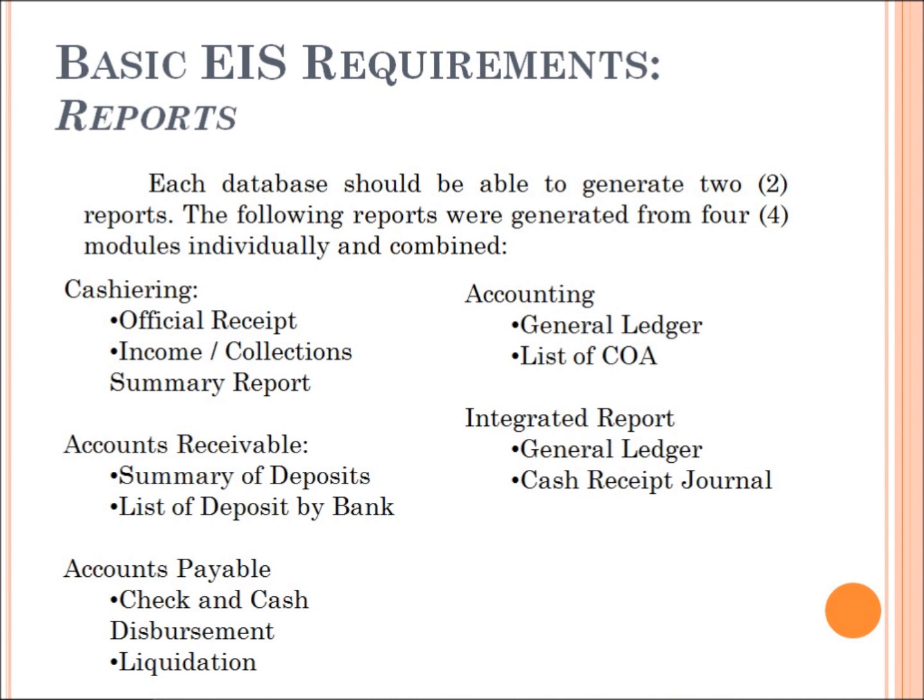Now, let's discuss about the reports. Each database should be able to generate 2 reports. The following reports were generated from 4 modules individually and combined. Official receipt, income collection summary report was generated from cashiering. The accounts receivable was able to generate the summary of deposit and list of deposit by bank. The accounts payable generated the check and cash disbursement and liquidation. General ledger and list of COA was generated by accounting. And lastly, for the integrated report, the general ledger and the cash receipt journal was generated.